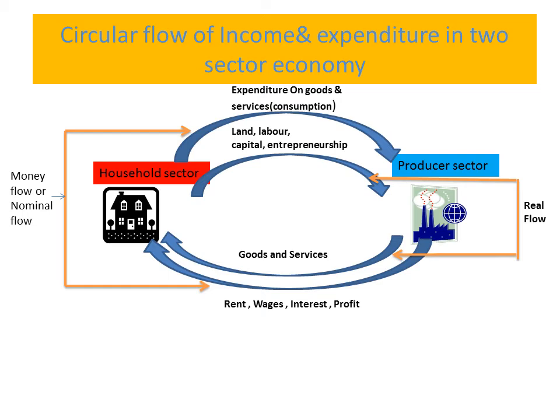So, real flow and money flow in this circular flow of income are both equal. Whatever factor payment is made by the producer sector is the same as the factor income for the household. So the flow of money, that is rent, salary, interest and profit, is payment made to the household, and it is again spent on consumption expenditure. So both flows together make the circular flow of income in a two sector economy. Hope you have understood this circular flow of income.